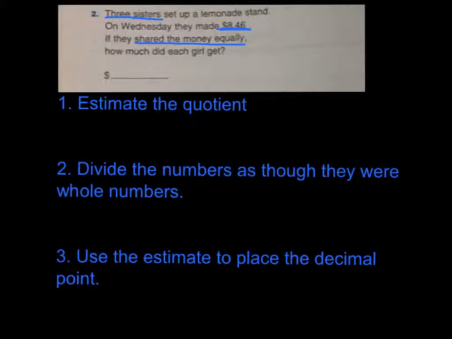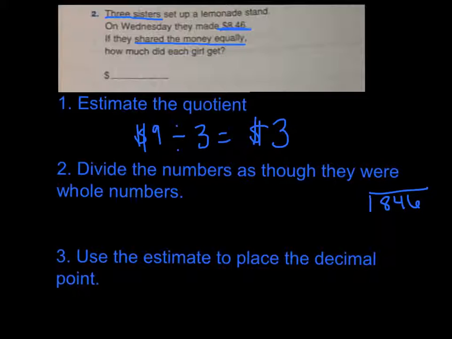So right now I want you to work on your whiteboard to estimate the quotient. So think of what numbers are easy to work with. What is our estimated answer? $8.46 is close to $9, and we can divide it by 3, which means they should each get about $3. The next one says divide the numbers as though they were whole numbers. So I'm going to write out my 846 without a decimal place divided by 3. Go ahead and do that on your whiteboard right now.